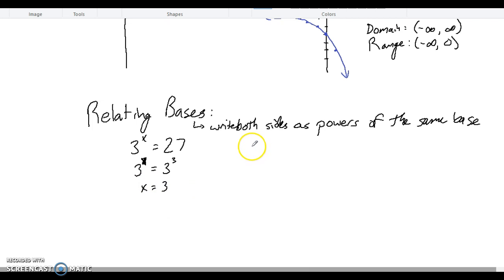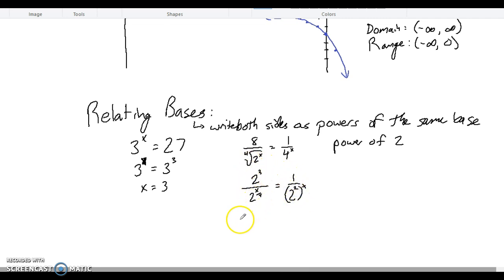Let's try one a little trickier. 8 over the 4th root of 2 to the x is equal to 1 over 4 to the x. Now here I notice everything is a power of 2. It doesn't look like it yet, but it will be in just a moment. Because 8 is really 2 cubed. We can rewrite a radical as a fraction, so this is 2 to the x over 4. And this is 1 over 2 squared to the x.